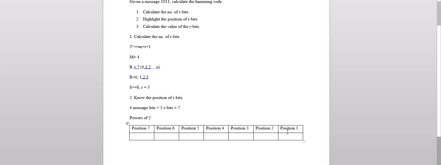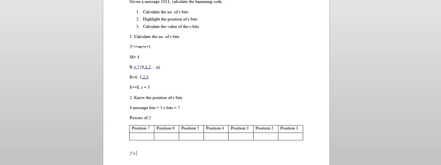We need to know the location of our redundant bits. We already know that there are 7 locations, but we don't know where the message bits, the 1011, are going to be located, and where the R bits are going to be located. So first we must locate the R bits, and then the remaining locations we can fill up with these message bits. We have said that the location of the redundant bits is going to be at the powers of 2. So that will be the position of our redundant bits.